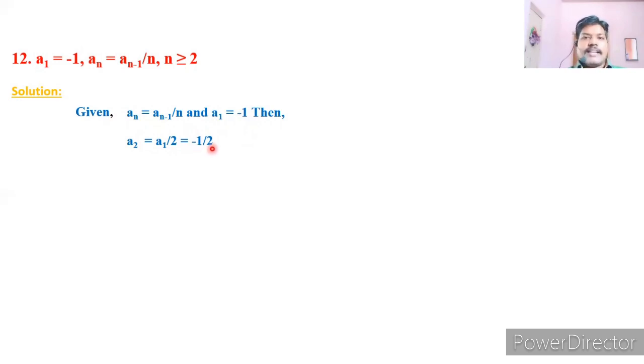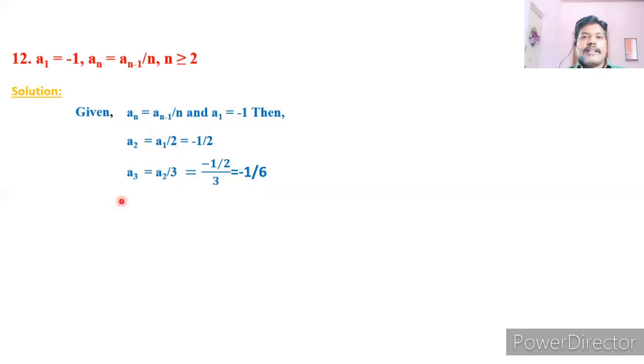So next calculate a3. What is a3? In the place of n, just replace n is equal to 3. So n is equal to 3, what happens? a3 is equal to a3 minus 1, it will become a2 by n. N value is 3. What is the a2 value? The a2 value is minus 1 by 2 whole by 3. That will become minus 1 by 6.